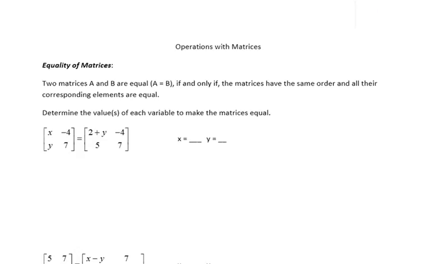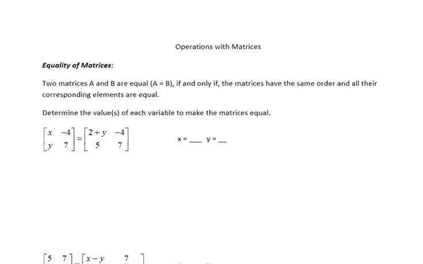In this video, we're going to talk about operations with matrices. Let's start off with equality of matrices first. Two matrices, A and B, are equal if and only if the matrices have the same order and all their corresponding elements or objects are equal.